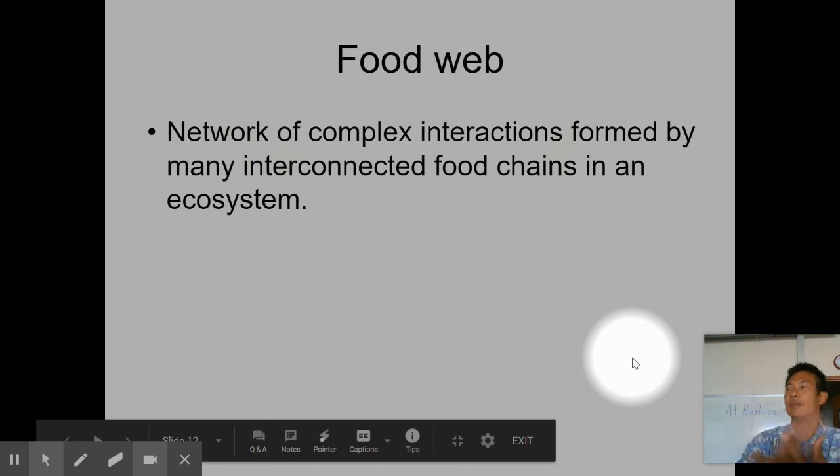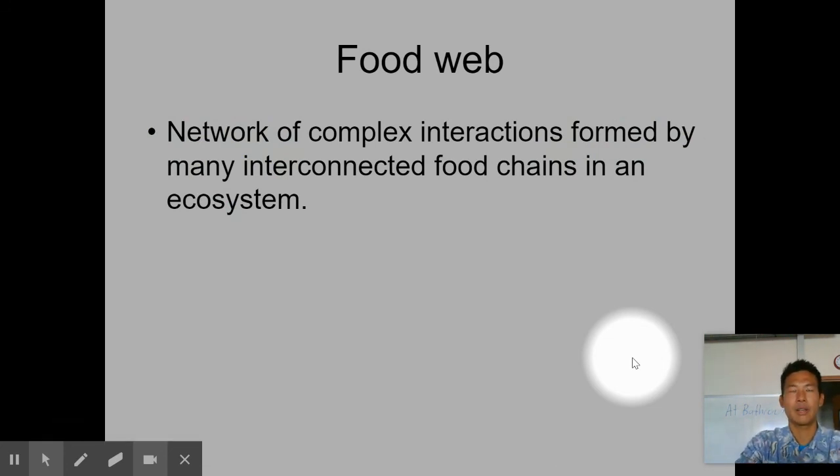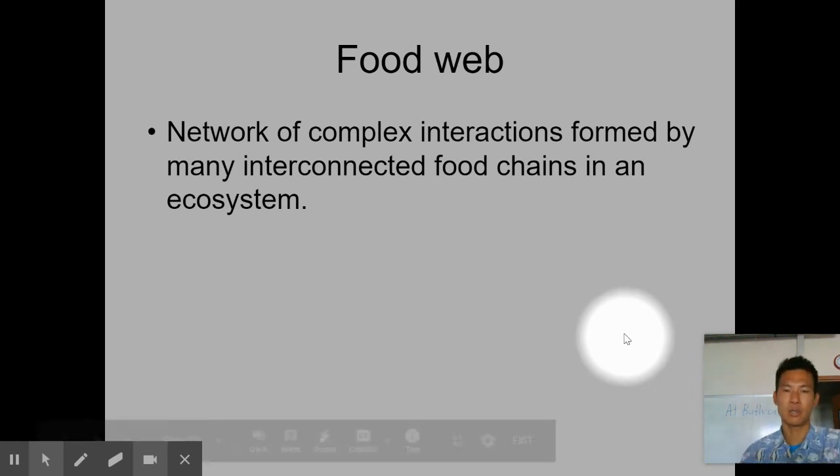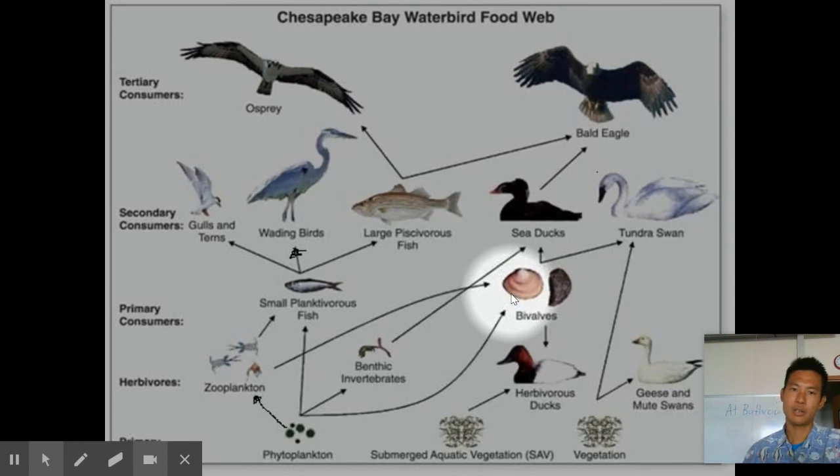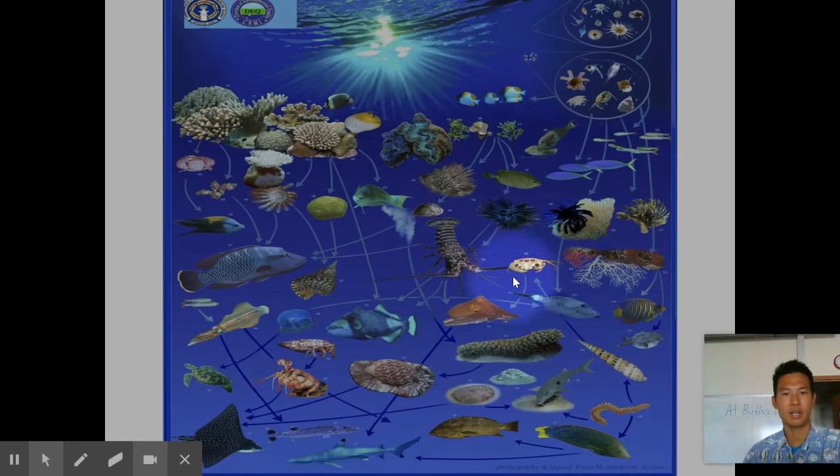Now, nature is not so simple. It's a very complex string of interconnected food chains, or interconnected flows of energy. In this case, it's called a food web. Here's the simple food web that we will be using to go through trophic levels in a little bit. Here is a coral reef, an actual, more complicated food web.